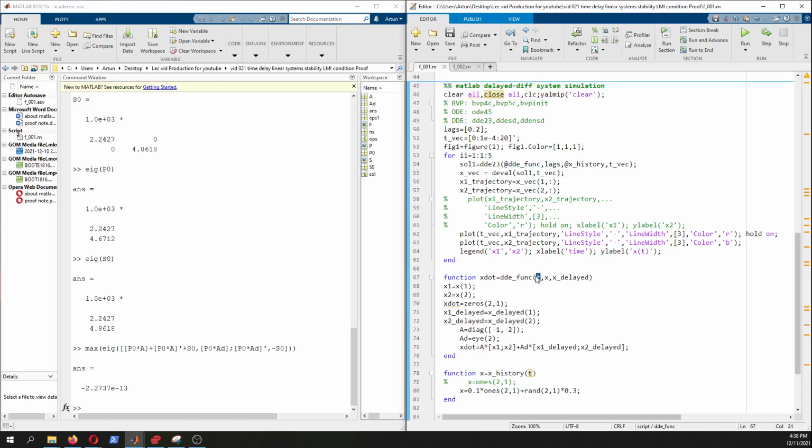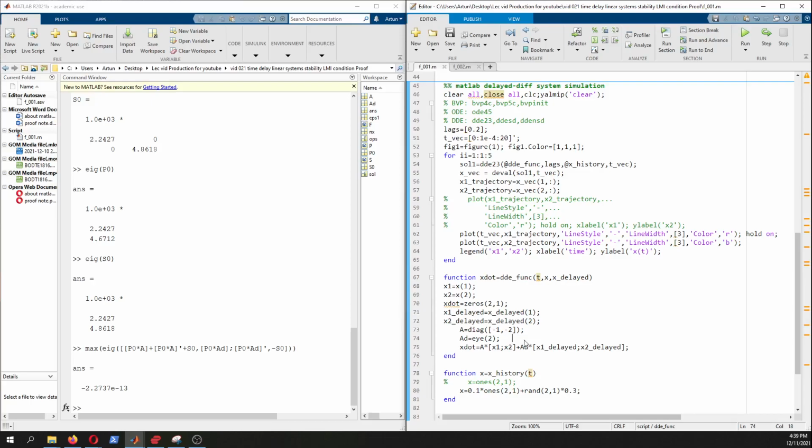So we have t, x. Usually if we were using ODE45, we would only use t and x as parameters. However, in addition to that, we also have x rate, right? And take the x values, just allocate some memory, and also get the x1 delayed, and since this is two-dimensional, x1 delayed and x2 delayed. And the A and AD matrices, we define that here as well.